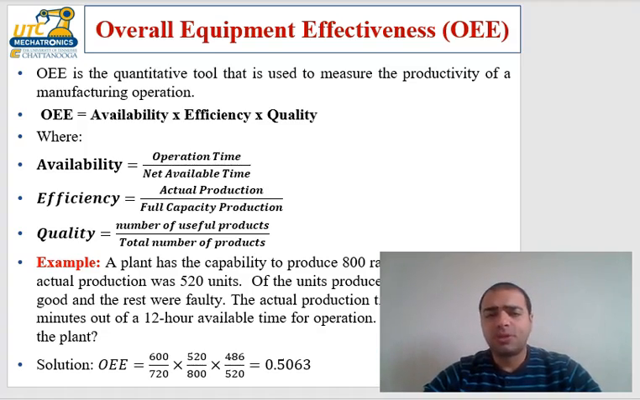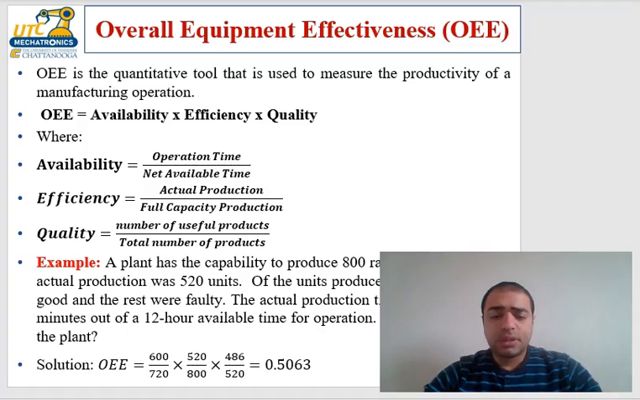Typically, the quality has to be around 95% or higher. So lower than 95% means it needs improvement. 10%, for example, faulty parts is actually high. It needs to be improved.